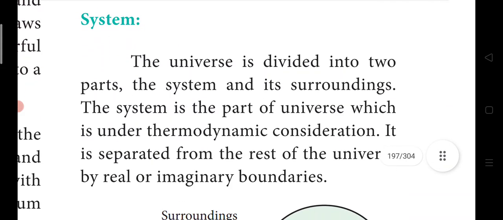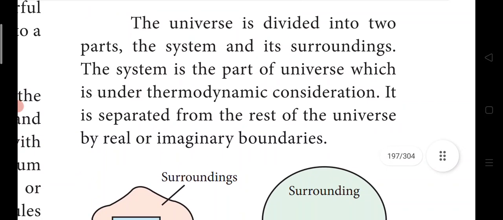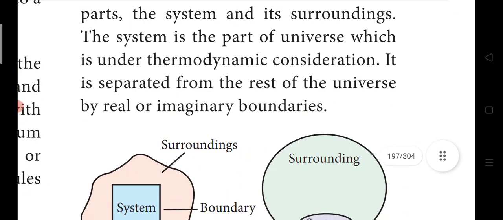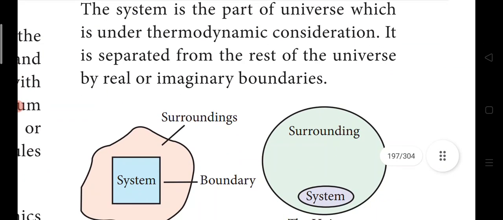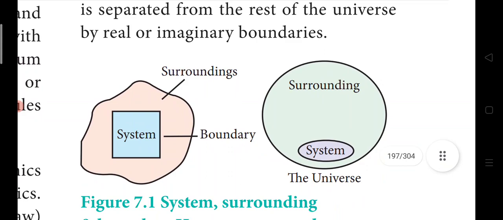So we have system. Here, how they are defining it is: the universe is divided into two parts, the system and its surroundings. For example, we are the system, the human beings are the system, and the environment is the surrounding. So the system is a part of the universe which is under thermodynamic consideration. It is separated from the rest of the universe by real or imaginary boundaries. Can you see the picture?